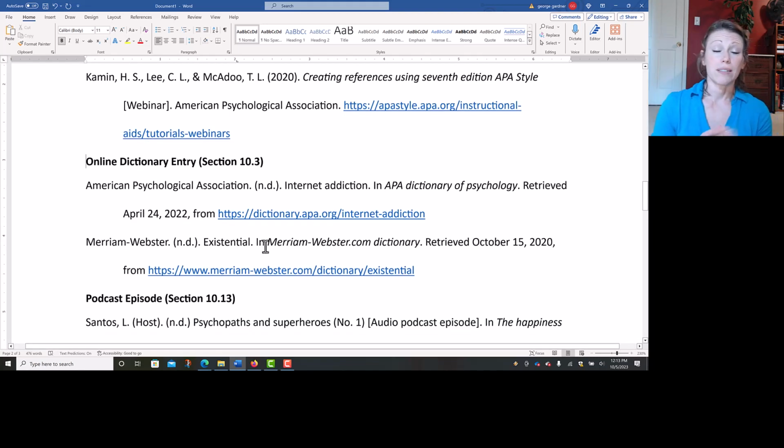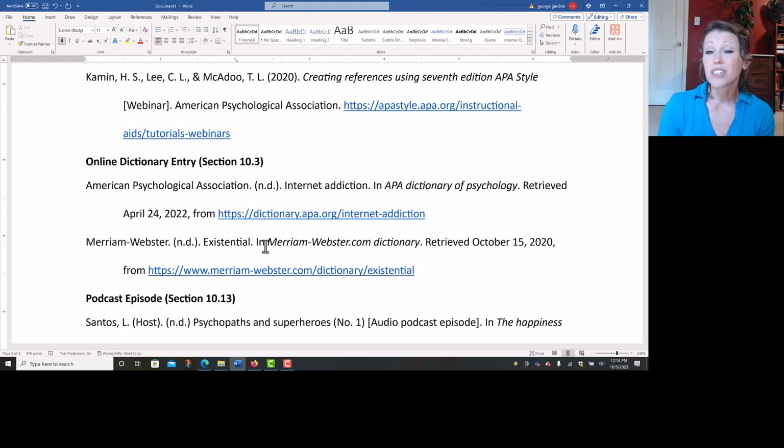Dictionary definitions, I see these a lot. So first, if you do not have an individual author here, you would use what I would call the corporate author. So who is hosting this dictionary? For example, if you're pulling a definition from the American Psychological Association, they hold the author space. If this is coming from Merriam-Webster, then Merriam-Webster is the author space. And put a period at the end of that author's name.